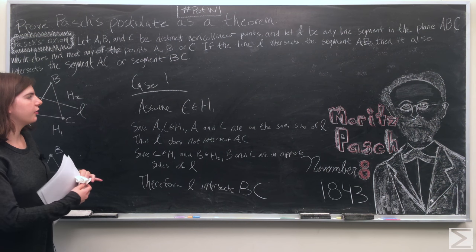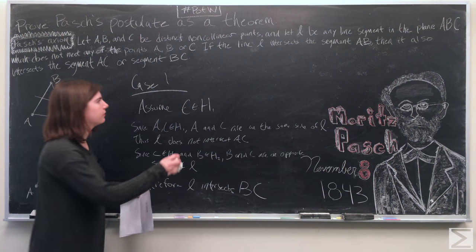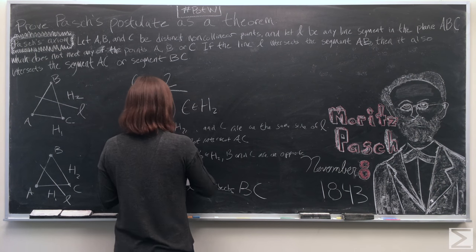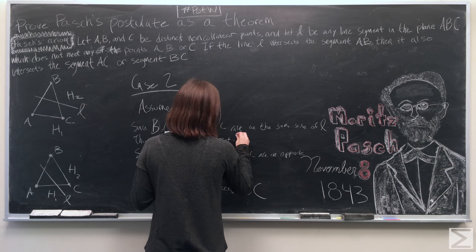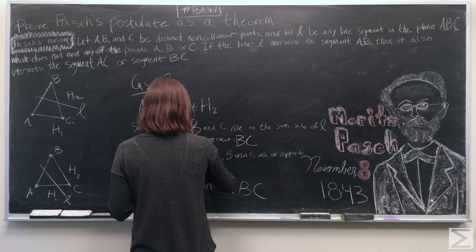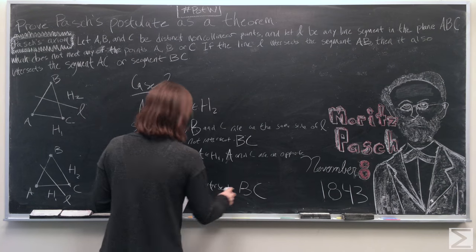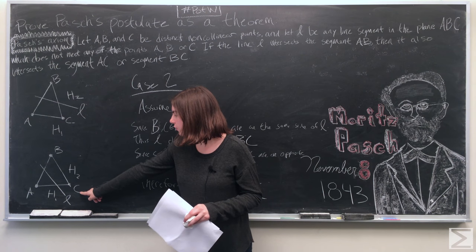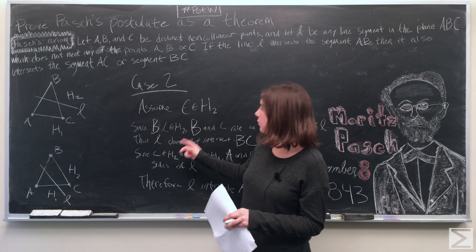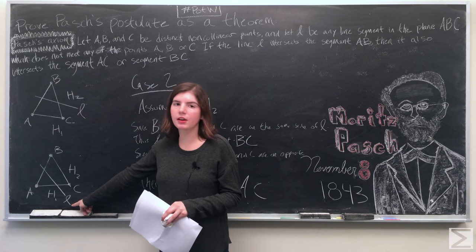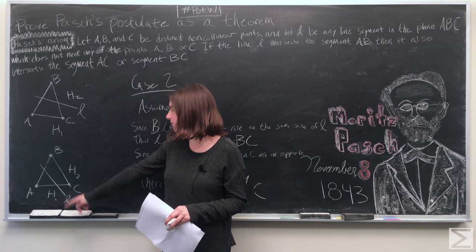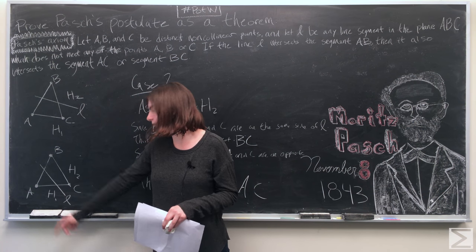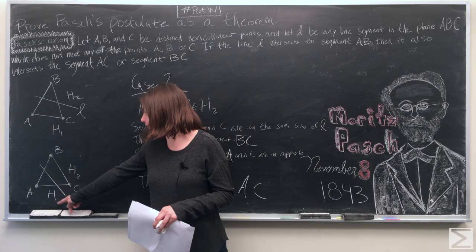Then we'll go on to case two, in which we assume that C is in H2. Since C is in H2 and we know that B is in H2, they're on the same side of L, so L does not intersect segment BC. And then C is in H2 and A is in H1, so they're on opposite sides of the line L, and so it does intersect segment AC.